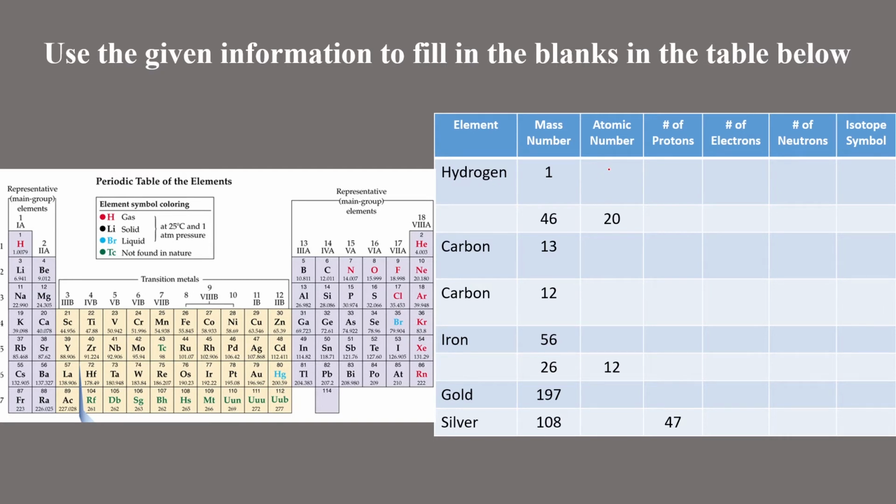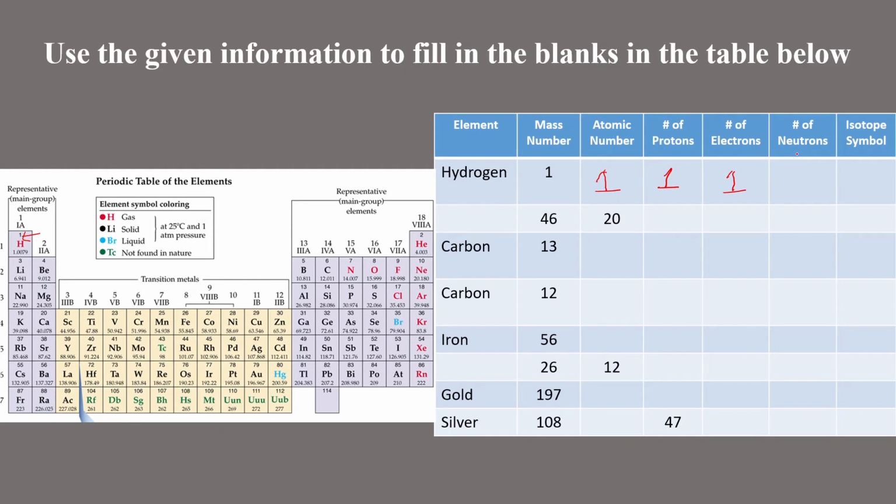So let's see, what is the atomic number of hydrogen? The atomic number of hydrogen is these whole numbers at the top of the element, they are the atomic number. So atomic number of hydrogen is 1. Number of protons for hydrogen, atomic number is equal to the number of protons, so that is 1 as well. Now, number of electrons, hydrogen is neutral, so the number of electrons is also 1.